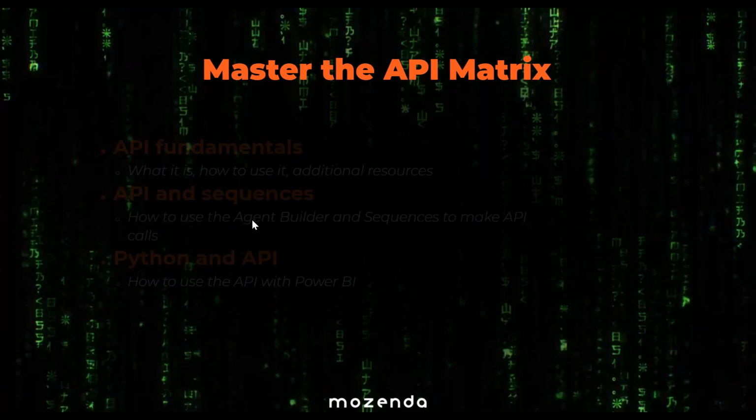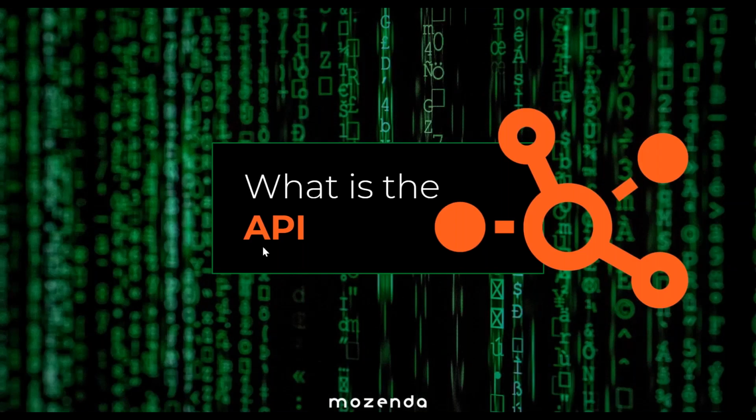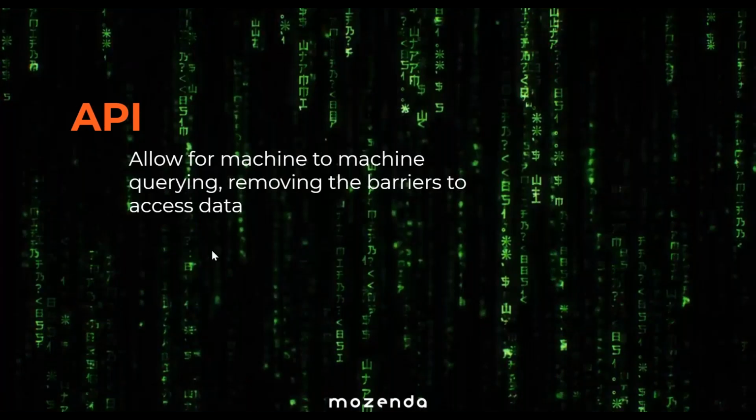So what is the API? I come from a less technical background, and when I first started working with the API, I wasn't sure what it did and how it was going to benefit me. One thing that was helpful to know is that the API allows machine-to-machine, or program-to-program, queries. It removes the UX barriers, so you're just able to get the data that you need.